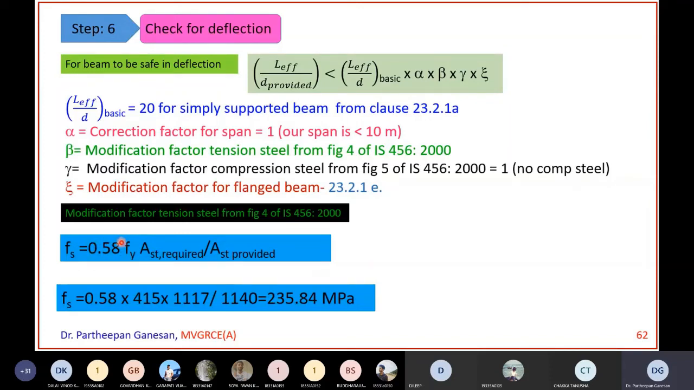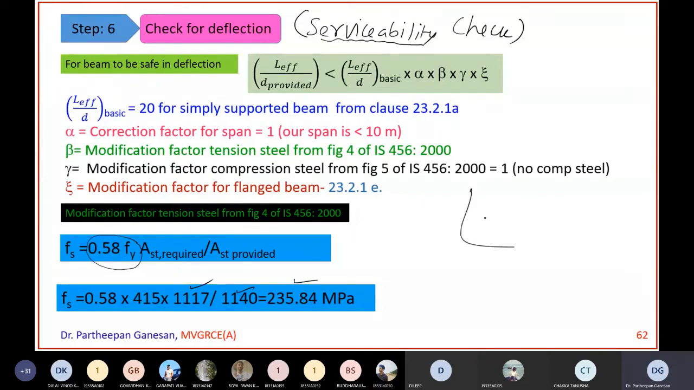That is why the check for deflection is also called the serviceability check, and the serviceability check is always done for the service load. So the yield stress is taken as only 0.58 Fy, because in the working stress method the stress in the steel is reduced almost to half. That is why it is 0.58 Fy. So AST required was this one, AST provided was this one, and we are getting 235.84.